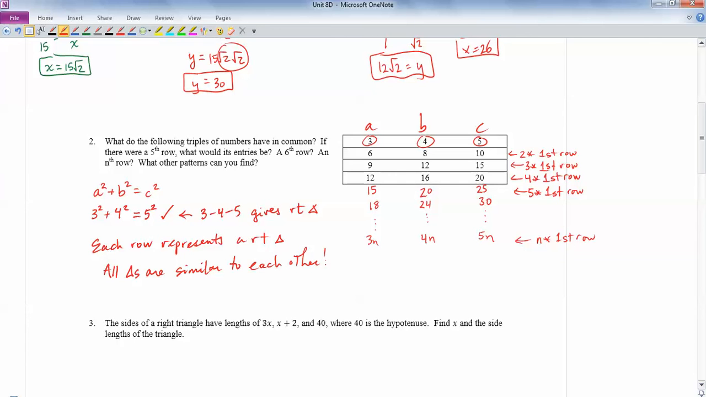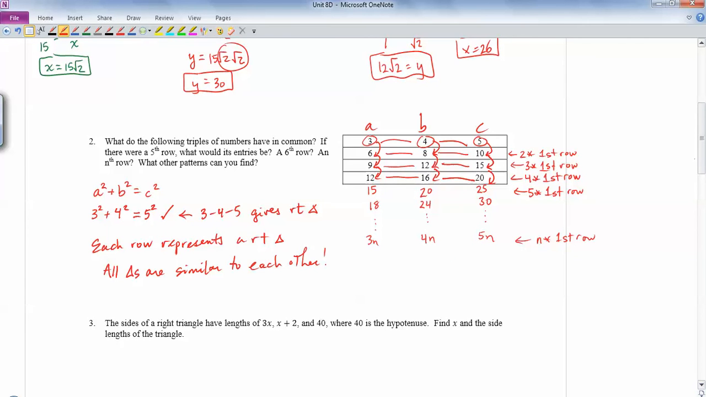Okay. You can look for other patterns too. In this column, they always increase by 3. This one, they always increase by 4. This one, they always increase by 5. Another pattern would be these go up by 1, these go up by 2, these go up by 3, these go up by 4. So there are lots of different patterns in there that you can find.